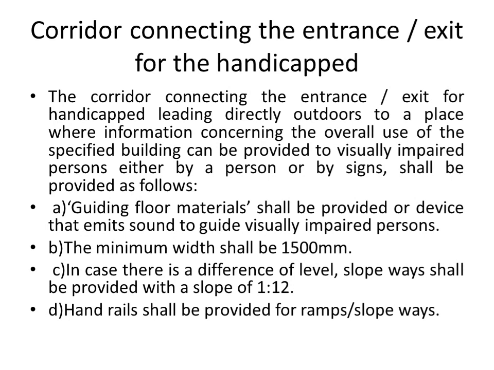The corridor connecting the entrance for the handicapped leading directly outdoors to a place where information concerning the overall use of the specified building can be provided to visually impaired persons, either by a person or by signs, shall be provided as follows. First, guiding floor material shall be provided or a device that emits sound to guide visually impaired persons. Then the minimum width shall be 1500 mm. In case there is a difference of level, slope ways shall be provided with a slope of 1:12. Handrails shall be provided for ramps.